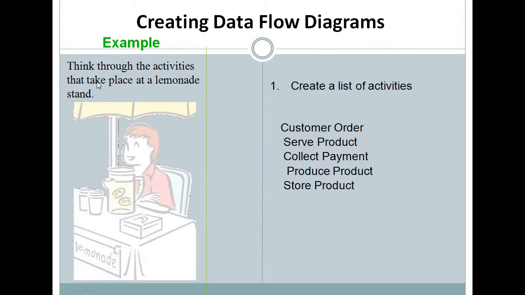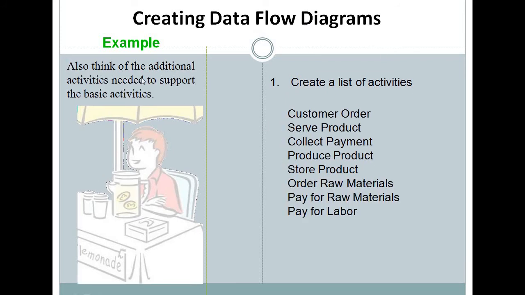That is, think through the activities that take place in a lemonade stand. So what will be the activities generated at the lemonade stand? What will be the things which will come to my mind? Maybe the customer order, a list of some activities: customer order, serve product, collect payment, produce product, store product. All are activities on the basis of which we will design our DFD diagram.